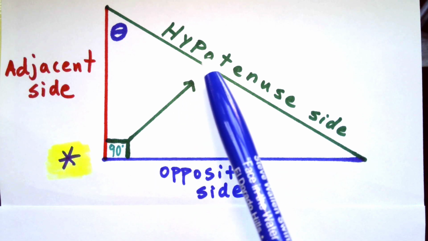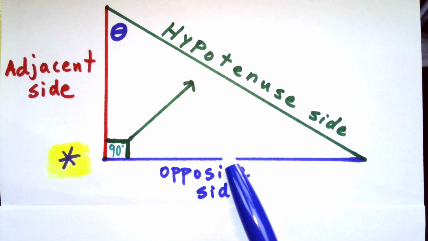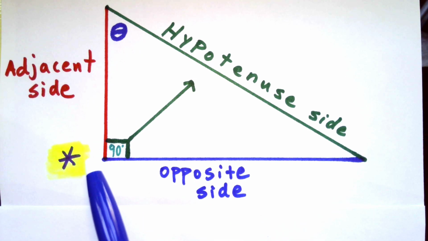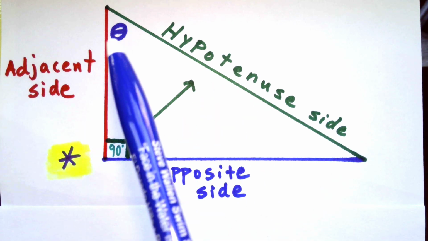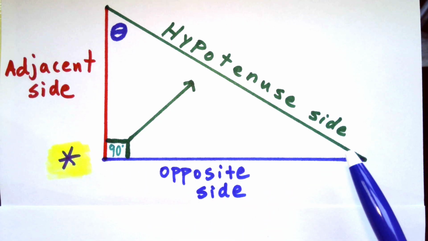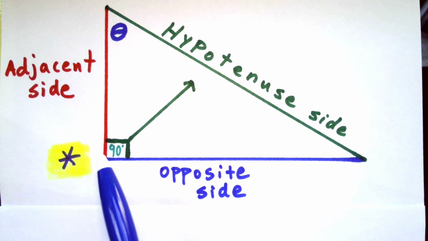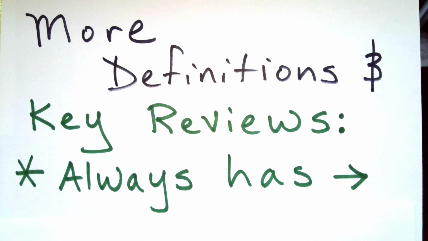So if it's not the hypotenuse and it's not the side length opposite of our theta or our degree angle, then it must by default be your adjacent side. Sometimes that's the trickiest side to find, but if you can find the hypotenuse and you know the side of the triangle opposite of that theta, then by default, the remaining leg of your right triangle has got to be the adjacent side.